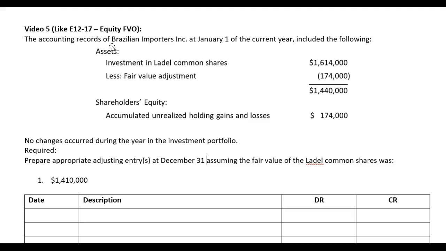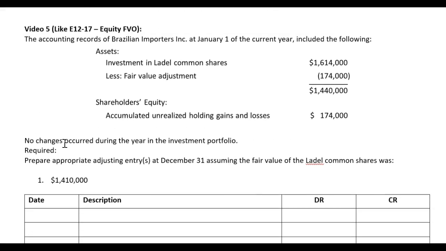The accounting records of Brazilian Importers Inc. at January 1st of the current year, so 2019 for example, included the following. We had assets. We had an investment in Ladle common shares of $1,614,000. That's what we paid for the investment. Less fair value adjustment. So we held these positions last year and we adjusted them by 174, which means they've already lost 174,000 of value. Now we're carrying them at 1.44 million. So 1,440,000.